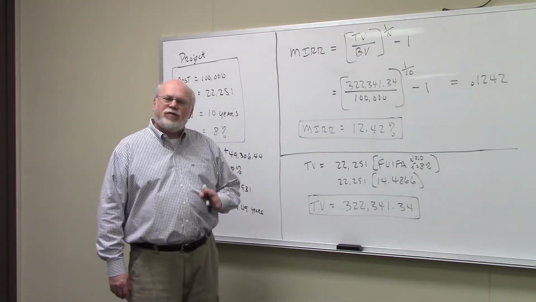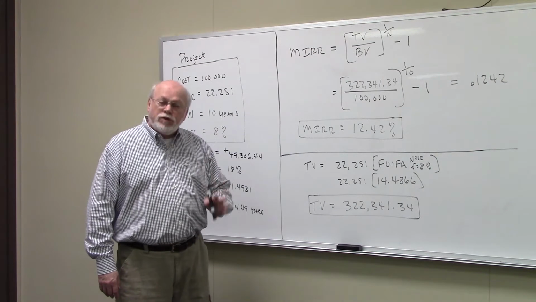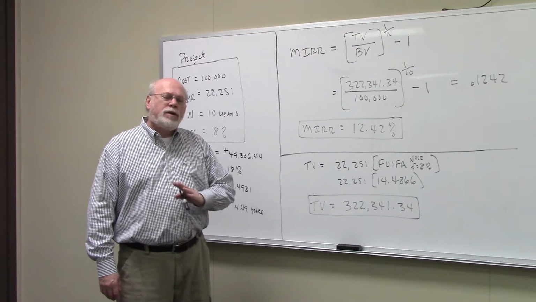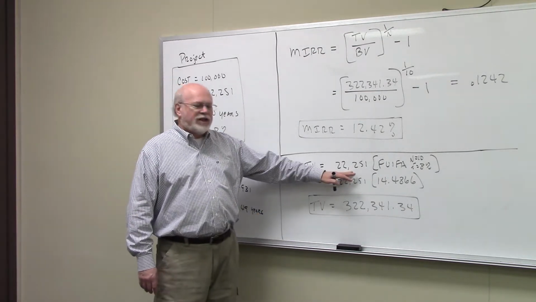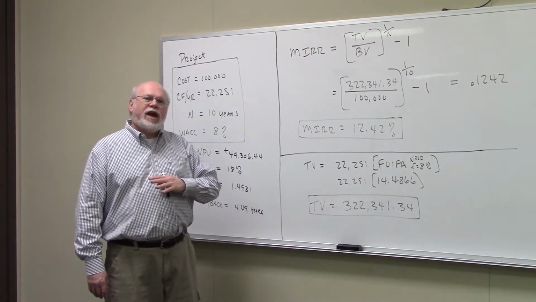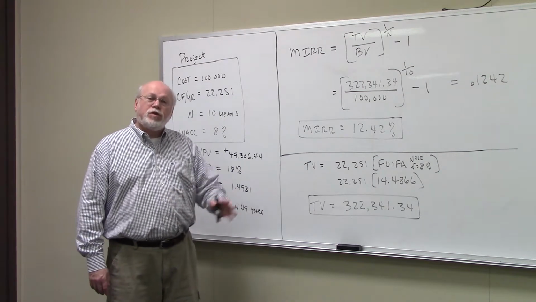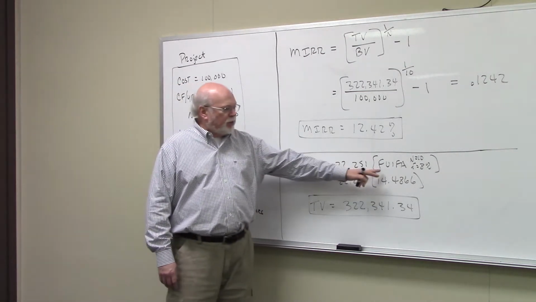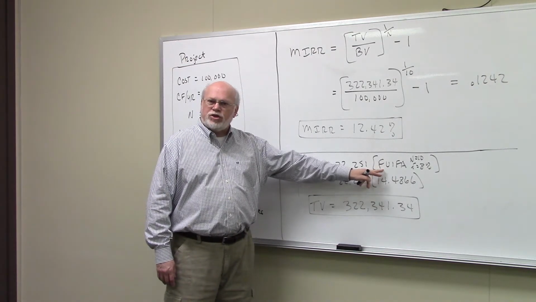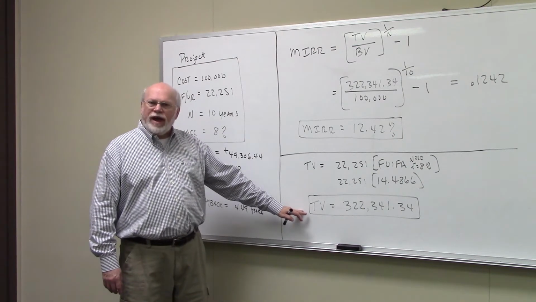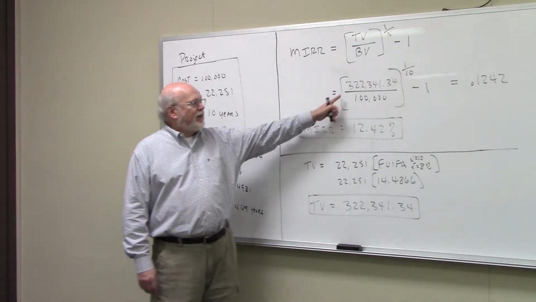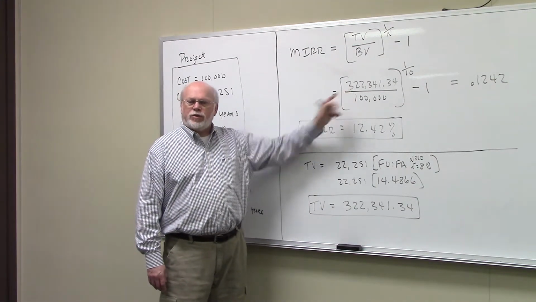Terminal value is defined as the cumulative future value of all the cash inflows. Our cash inflow is an annuity of $22,251 that we're going to receive every year for 10 years. We want to find the future value of that annuity, so we multiply it by our FVIFA, with n equal to 10 and i equal to 8%. And we find that the terminal value of the project is $322,341. That goes into the numerator of this equation right here.